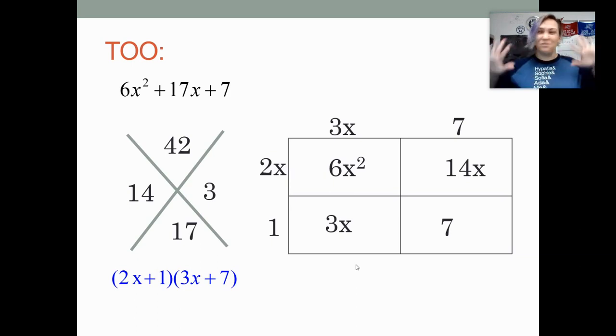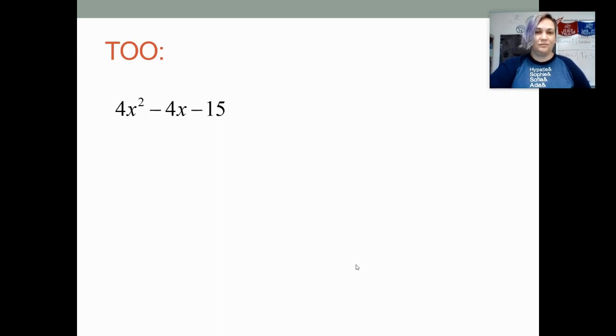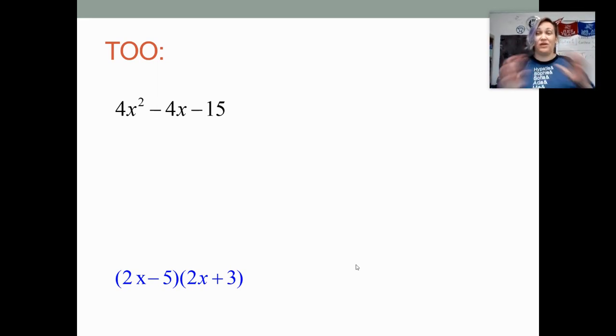Let's try one more completely on your own, no help from me. Okay, hopefully you were able to find the answer to this one. For my answer, I got 2x minus 5 and 2x plus 3. And again, those can be flip-flopped and it'll still be okay.